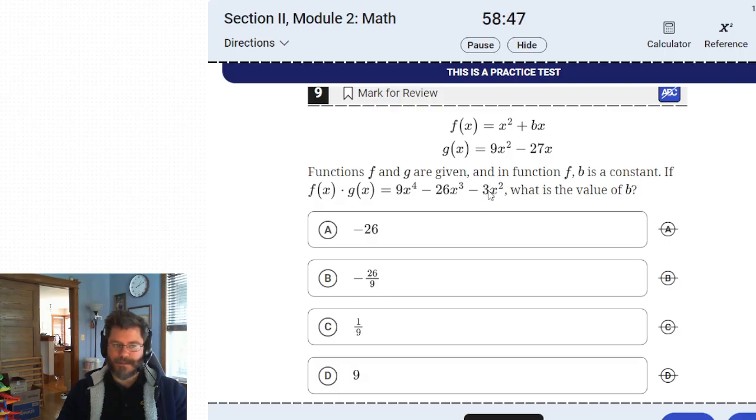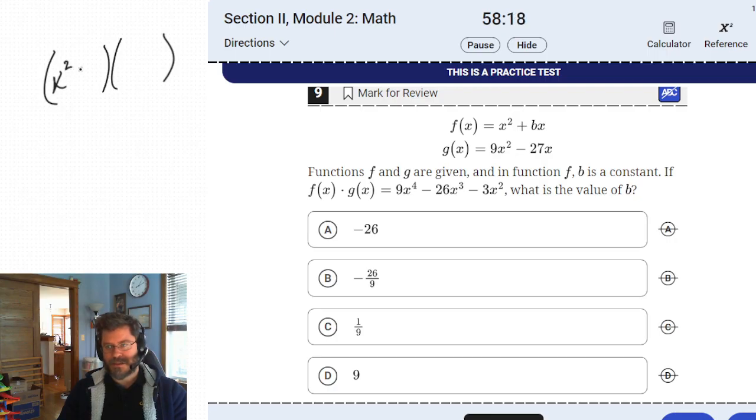That x squared term can only be the result of multiplying bx by -27x. There is no combination of terms that I am aware of when we multiply these that will have these x squared terms impact this x squared term. You can do the math out if you want. What you're going to end up doing is binomial foiling. First, outer, inner, last, for those who haven't heard that acronym before.